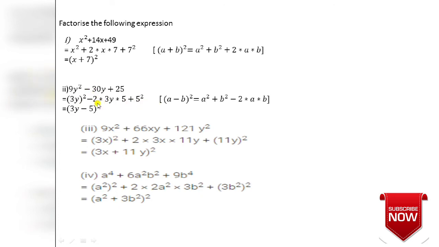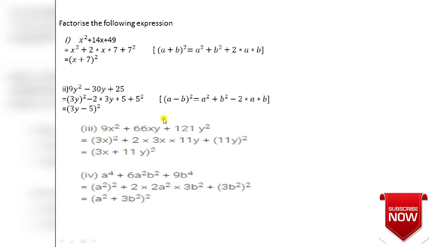So the respective formula becomes minus 2 into a into b, where a is 3y and b is 5. So the whole formula becomes (a minus b) whole square equals a square plus b square minus 2 into a into b. So the whole expression is (a minus b) whole square, where a is 3y and b is 5, which is the required answer. Students, you have to learn the formulas first in order to do the sums easily.